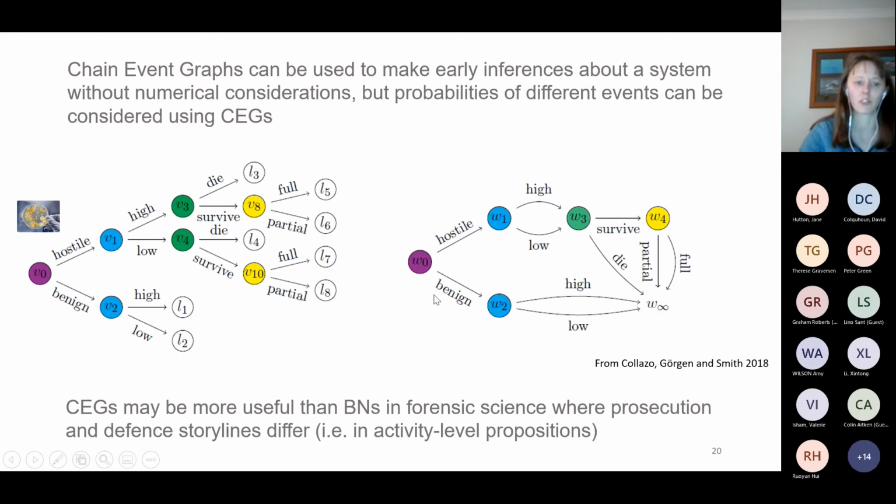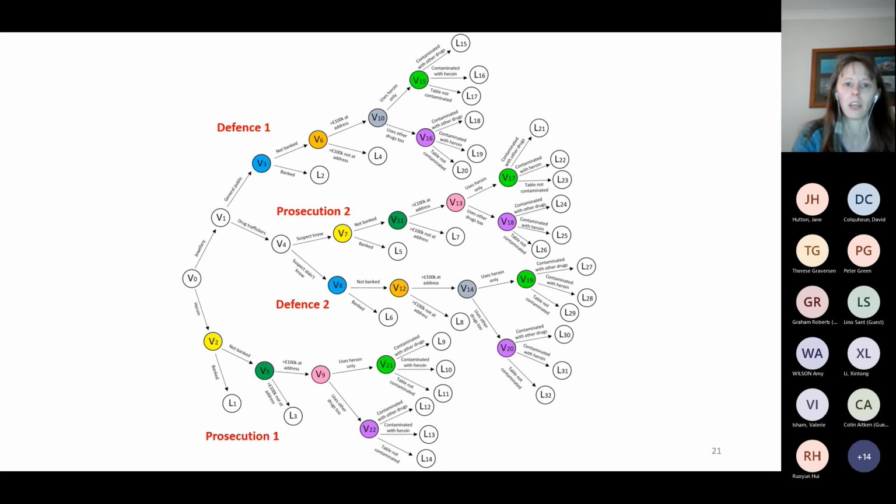So we decided to try and use these methods in the Stephen Compton case because it's a timeline similar to this bacteria example, and it might be a useful way of thinking about activities in Bayesian, rather than using Bayesian networks. So we came up with this stage tree for the Stephen Compton case. It looks complicated, but it's a lot of repetition.